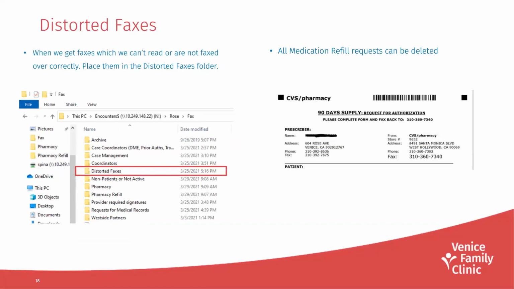Distorted faxes and medication refills. If you get a fax that you're not able to read properly, or it's missing information, or it just wasn't scanned correctly, you're going to save it as a PDF and save it in a distorted faxes folder. Any medication refill requests, like this example here, those are deleted. You don't need to save them or file them.